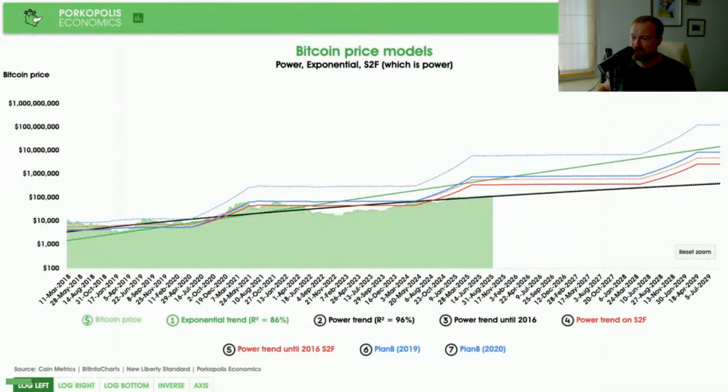I'm too deep in the numbers not to write a paper. Good afternoon, Tim. Hope you're well. I've just been ranting on stock to flow.